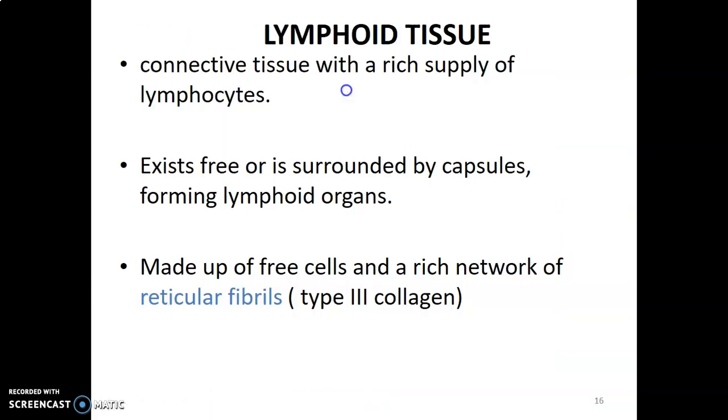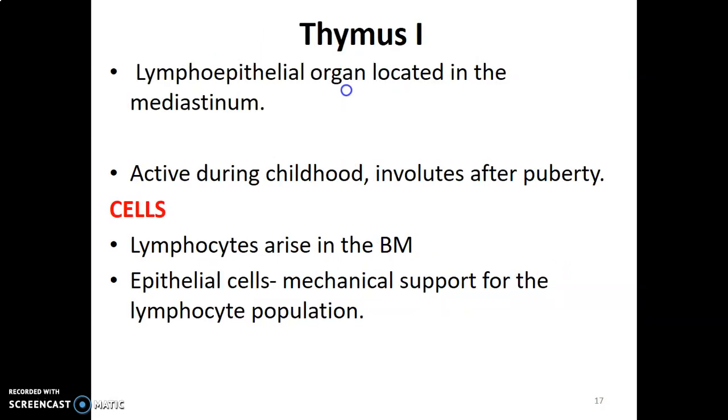So lymphoid tissue usually is just connective tissue that has rich supply of lymphocytes. So it's formed by connective tissue with rich supply of lymphocytes, and they can exist freely, as we had said, scattered cells or within the mucosa, or they can be surrounded by capsules to form lymphoid organs. Usually, lymphoid tissue is made up of free cells and a rich network of reticular fibrils, so collagen type 3 and free lymphocytes. So that's what forms the lymphoid tissue.